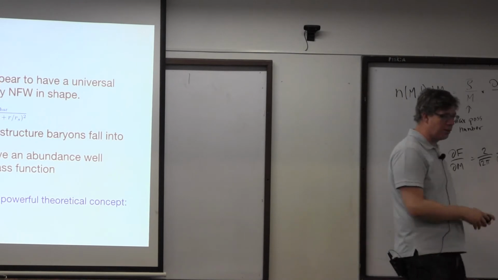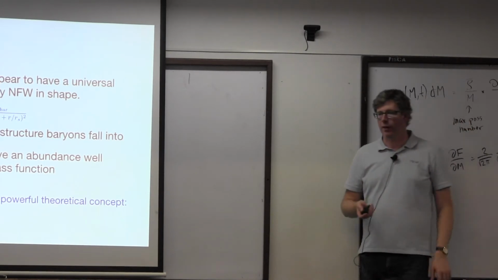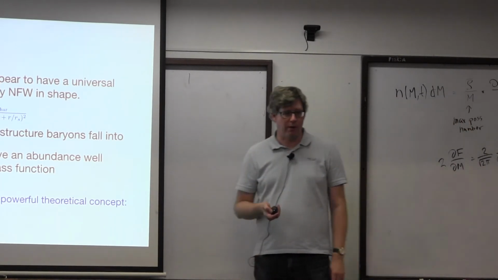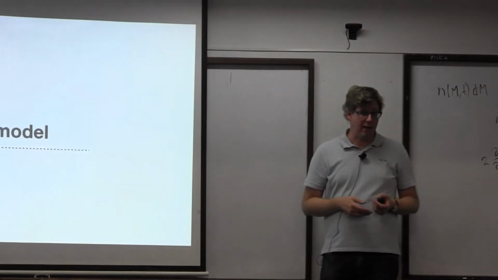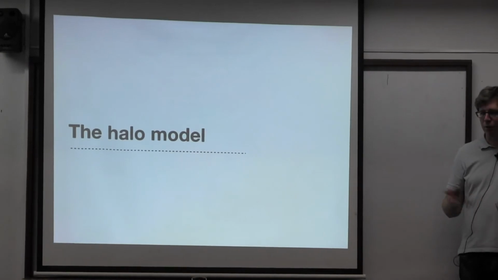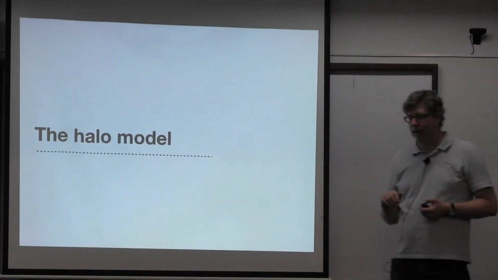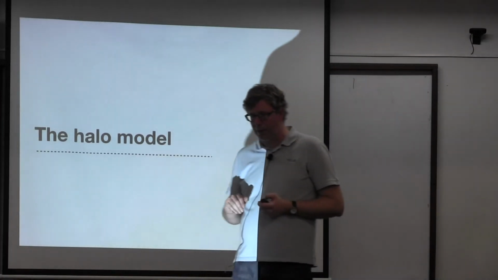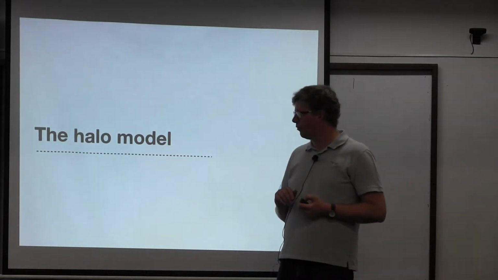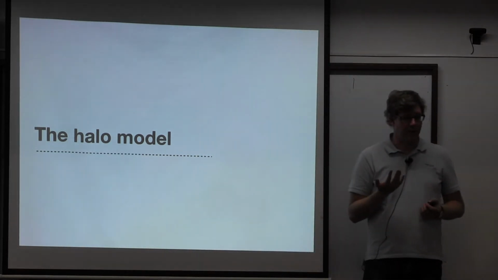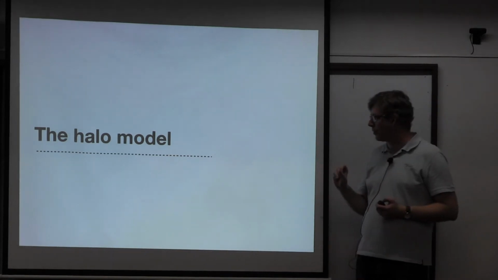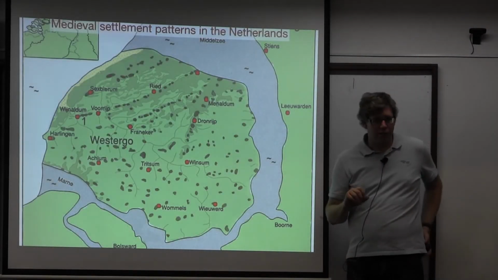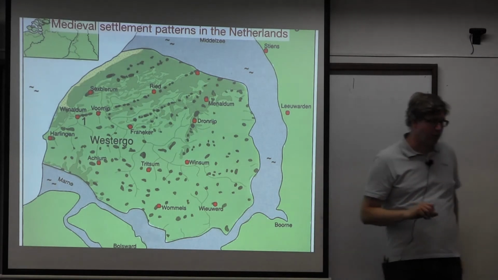And when people started developing this, it really started around 2000. They came up with something called the halo model. And I'm going to go through this relatively quickly here, but I wanted to give you a flavor of what that actually tells us. I'm not going to do the full derivation. I'm going to try to emphasize the physics. And I'm going to start out by emphasizing the physics by going to the Netherlands.